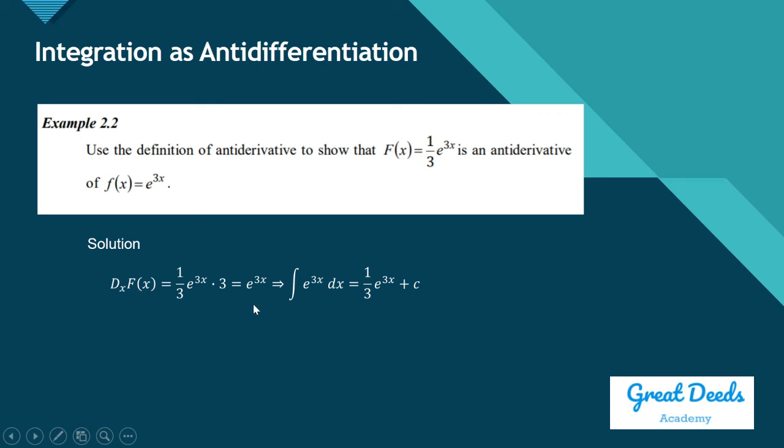So what does that mean? It means that if you now get the integral of e to the 3x dx, it will bring you back to this function, 1/3 times e to the 3x plus c.